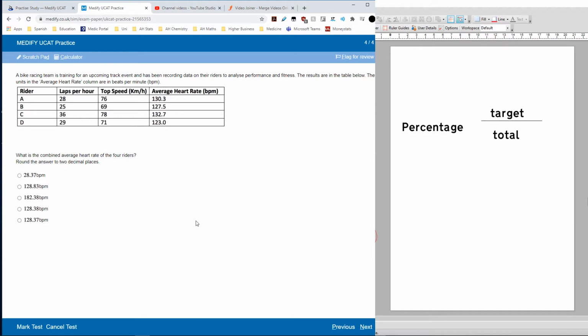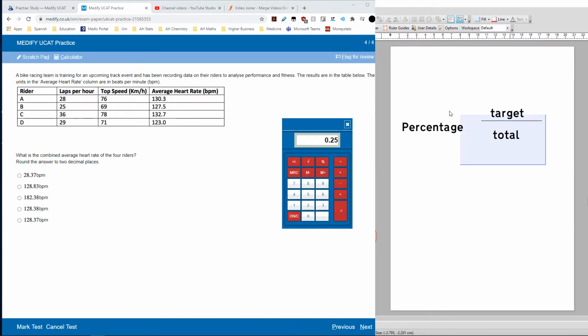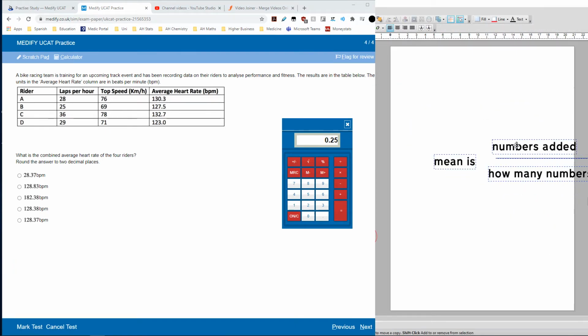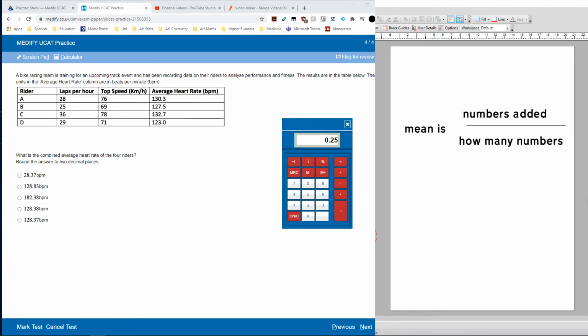Now, the combined average heart rate of the 4 riders. Okay, so we get our average equation out. Now, the mean is the numbers added together divided by how many numbers there are. So we add all of our average heart rates together and then divide it by 4. So 130.3, 127.5, 132.7, 123. Divide that by 4, 128.375. In other words, 128.38.